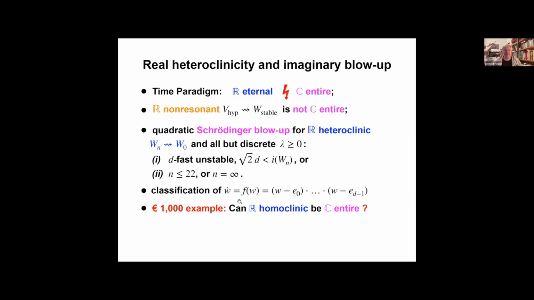And I would like to remind you that meanwhile, there's a 1,000 euro prize, which I offered personally from my own pocket, to construct a complex entire real homoclinic orbit in any ODE. Thank you very much. The challenge is still open.